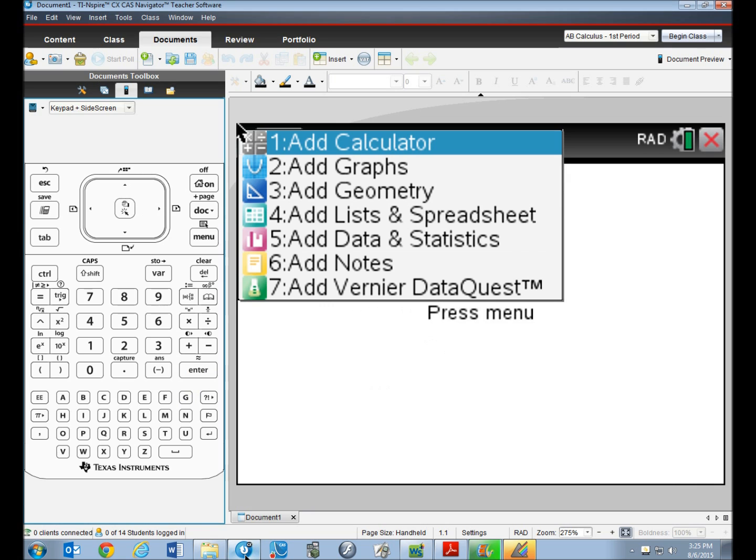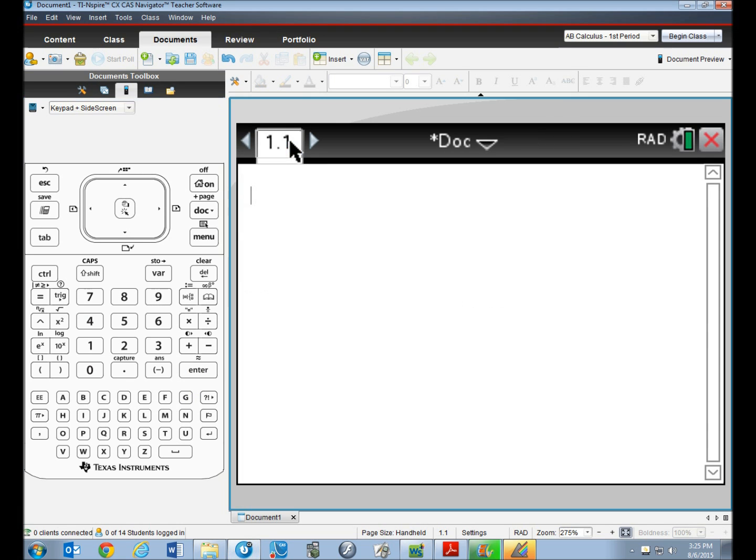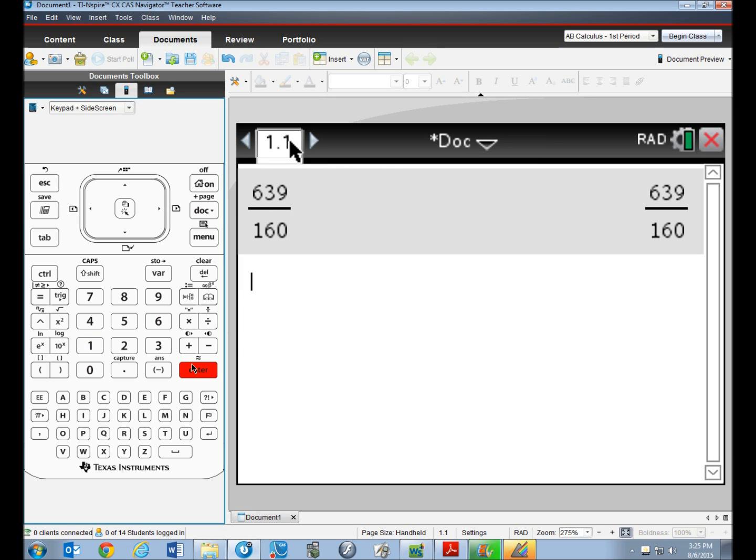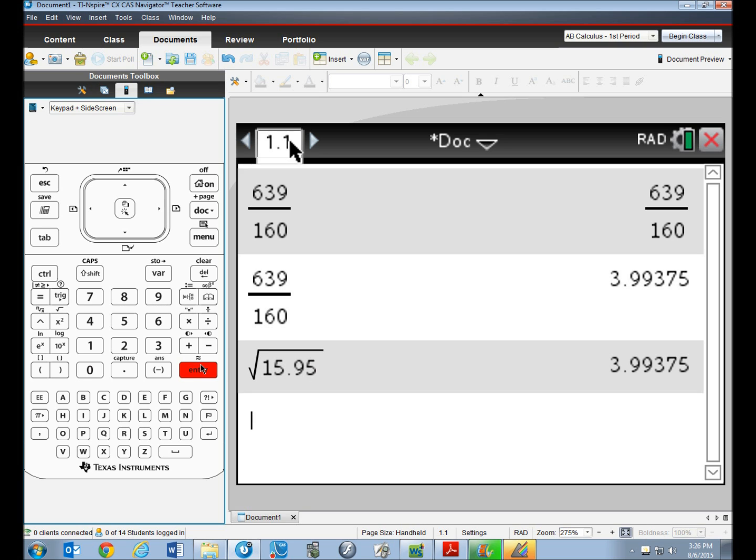Let's see how we did. So 639 over 160. Assuming, of course, I did the arithmetic correctly. Let's hit Control-Enter, and we get 3.99375. Well, that's really close to 4, and 4 is the square root of 16. So far, so good. Now, if we take the square root of 15.95, which we know should be less than 4, we get 3.99375. So we were right up to 5 decimal places. Now my calculator currently is set to float 5, so it's only showing 5 decimal places.